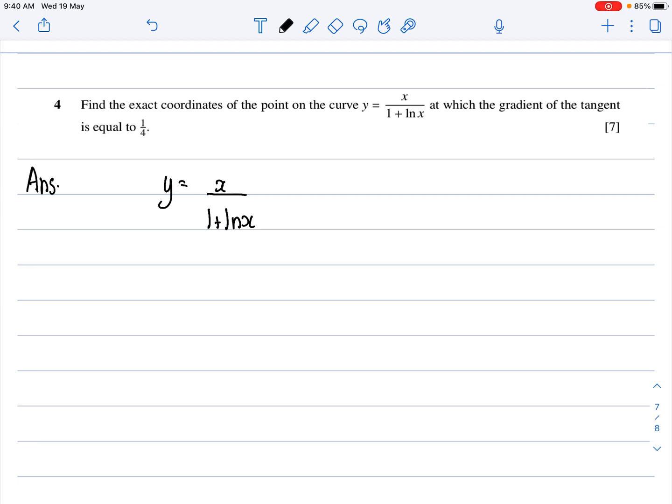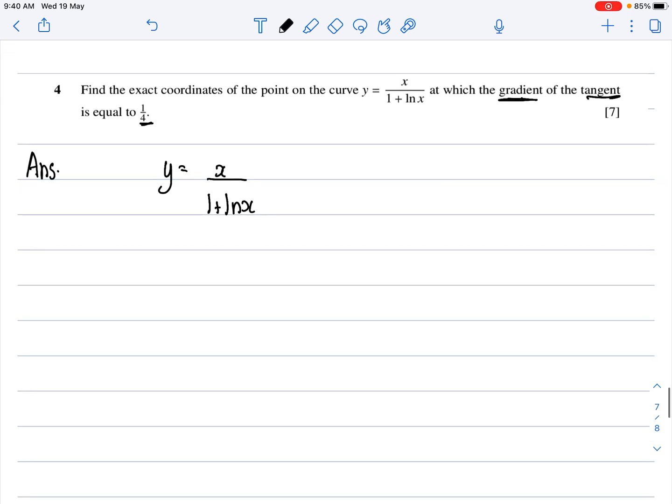This is the fourth question of the paper. We need to find the exact coordinates of the point on the curve where y equals x over 1 plus ln x, at which the gradient of the tangent is equal to 1 over 4. Because they have used the word gradient, which basically means dy by dx, they are saying our dy by dx is equal to 1 over 4. But for that, we need to first differentiate.